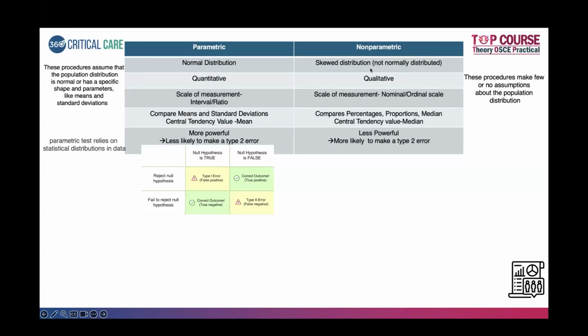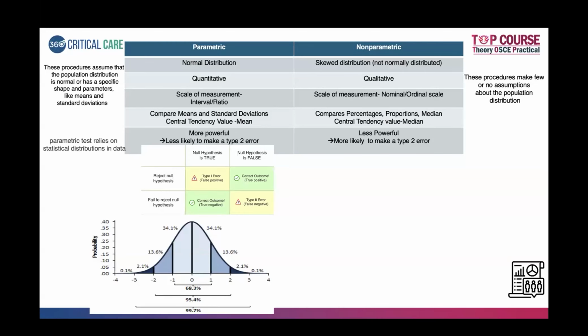Coming to the non-parametric test, it is mostly a skewed distribution. The skewed distribution is the opposite of a normal distribution, that is, it is not normally distributed. And it depends on qualitative data, that is categorical data, which can be nominal or ordinal. It includes percentages, fractions, and median. The main value it looks into for its variable assessment is the median. And it is supposed to be less powerful than the parametric test.